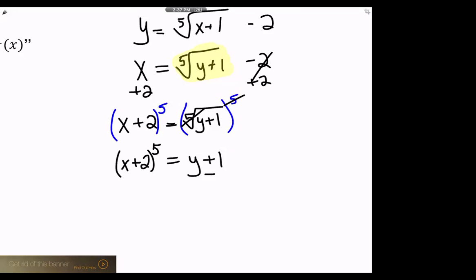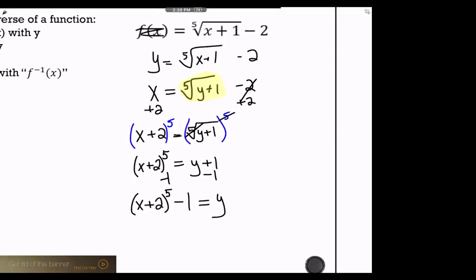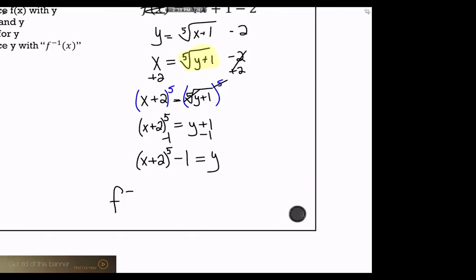Last step to get y by itself would be to subtract 1 from both sides. And same scenario as last time, I cannot combine that minus 1 with the plus 2 because it's inside those parentheses. So I'm going to write it out at the end. So I have x plus 2 in parentheses to the fifth minus 1 equals y. So last step, we want to take y back out and we want to replace it with inverse notation. So f inverse of x equals, and then I'm just bringing the x plus 2 in parentheses to the fifth minus 1.